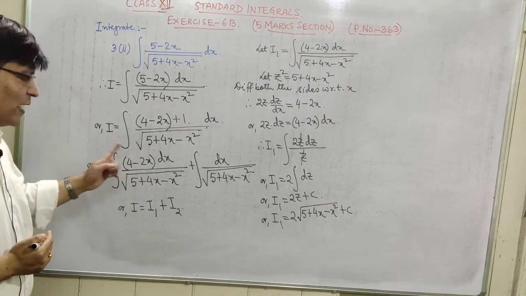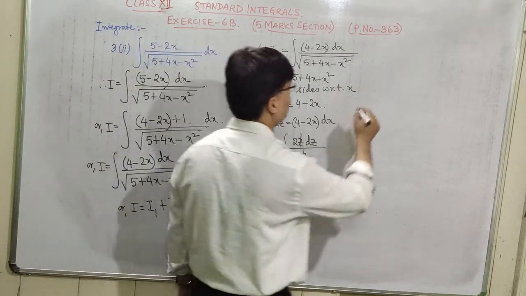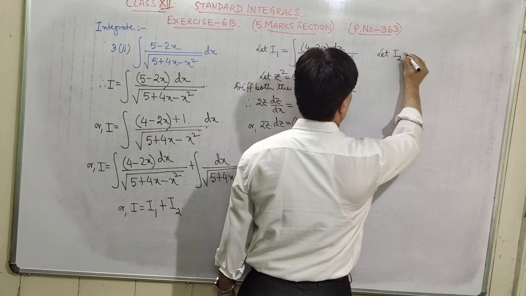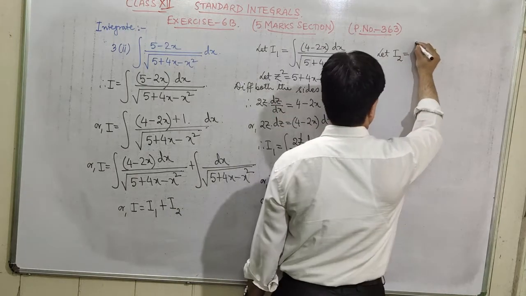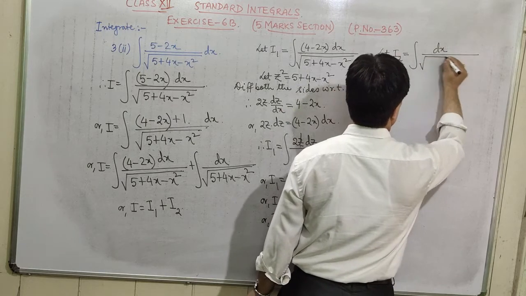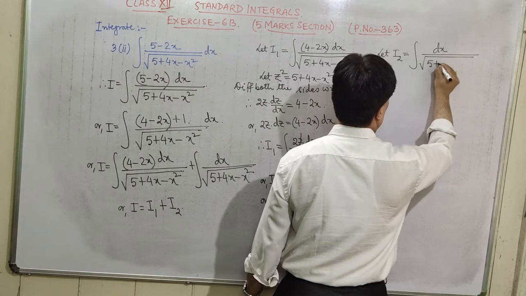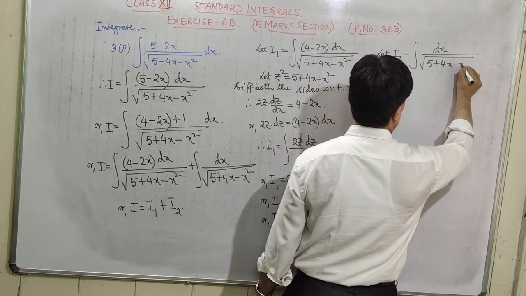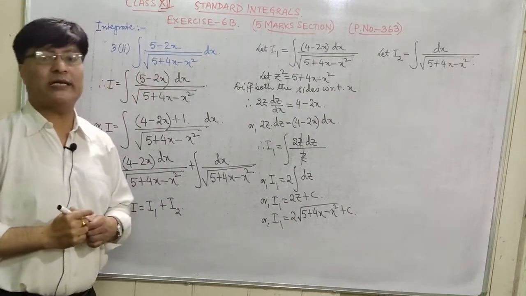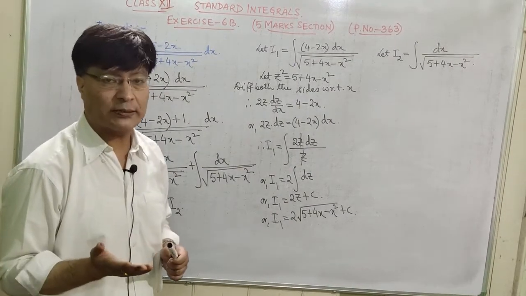So let us get the value for I2 now. What is I2? I2 is this integral. Let us write it here. I2 is equal to integral dx divided by root over 5 plus 4x minus x square. So actually there is 1 in the numerator, 1 dx divided by root under 5 plus 4x minus x square.